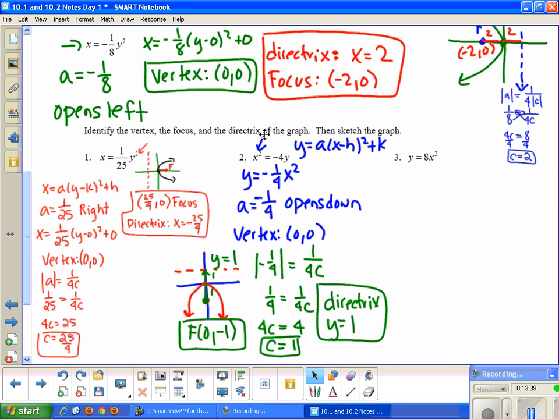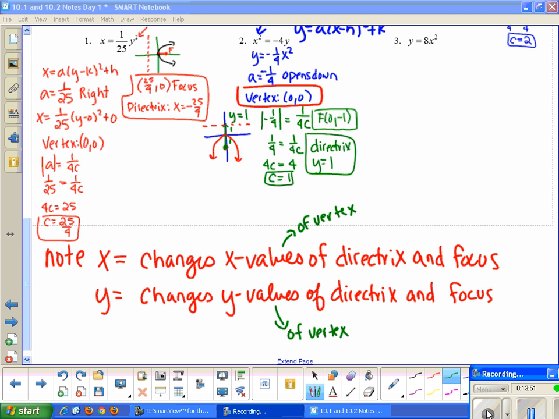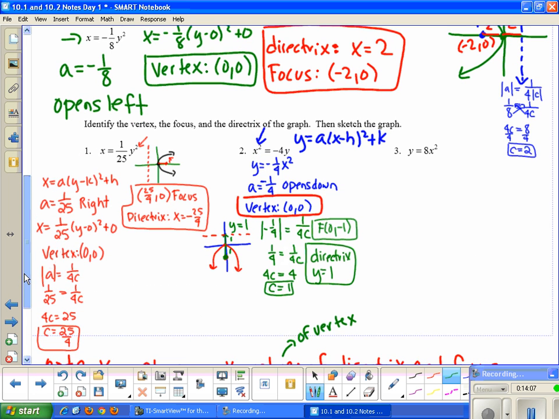So notice that when we have x equals a graph, you're changing the x coordinates for the focus and directrix. When you have y equals, you're changing the y coordinates for your directrix and focus. So just to note what I just said, when it's x equals an equation, it changes the x values of your vertex for your focus and directrix. And when it's y equals, you're going to change the y values of your vertex for your directrix and focus in order to figure out what they are.